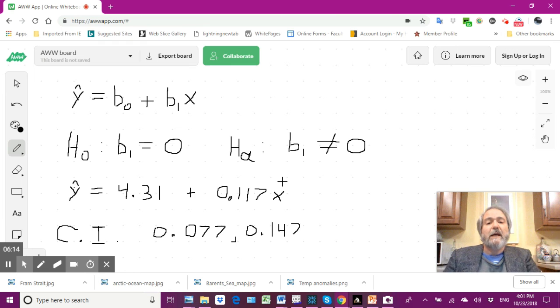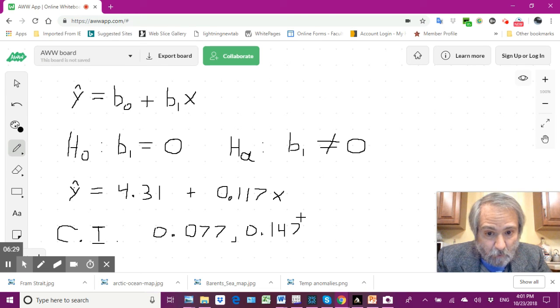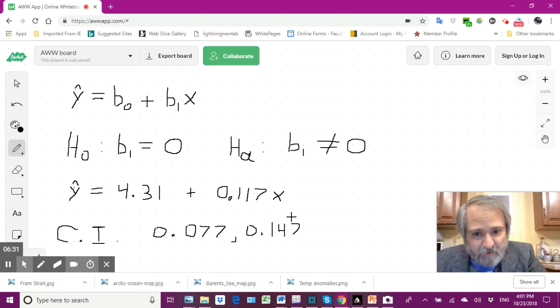So now let's say we have the result that, okay, we're going with HA, that this is useful, the slope is not 0. We can then calculate a confidence interval around the coefficient.